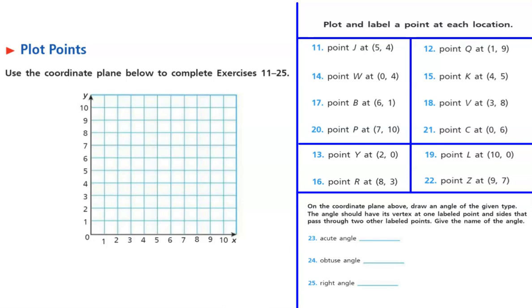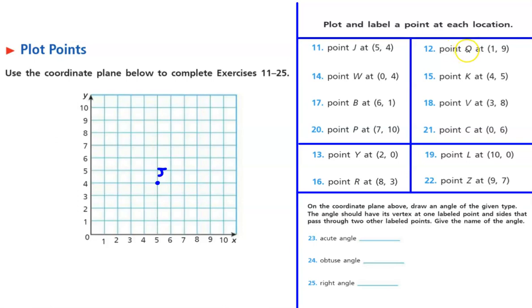So let's look at 11 first. It's point J, and it's supposed to be at 5, 4. So 5, 4 means I'm going to move across my x-axis first, and I'm going to go over 1, 2, 3, 4, 5, right? And then it tells me to go up 4, so that's 1, 2, 3, 4. So I'm going to put a little dot right here, and then I need to label that with a letter J. So I'm going to put that J right there. Okay, number 11's done.